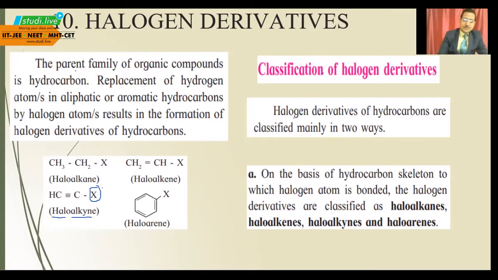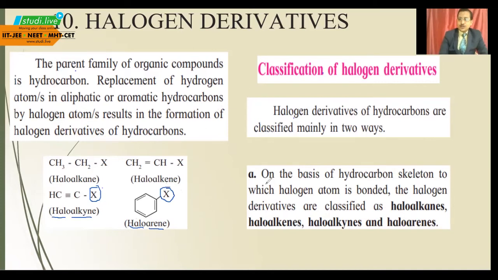The last one you have is haloarene. Now what is that haloarene? ये arene कौन है? Arene is a benzene ring. So when I say arene basically is a benzene ring, and to that benzene ring, if the halogen atom is attached, then it is called as haloarene. That is the very basic definition of haloarene.